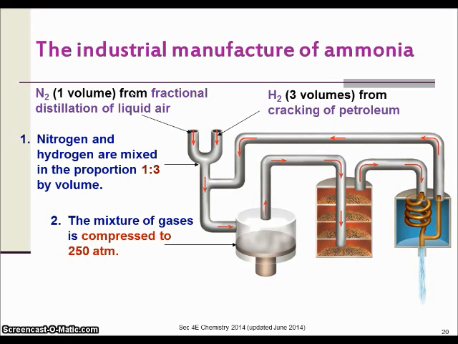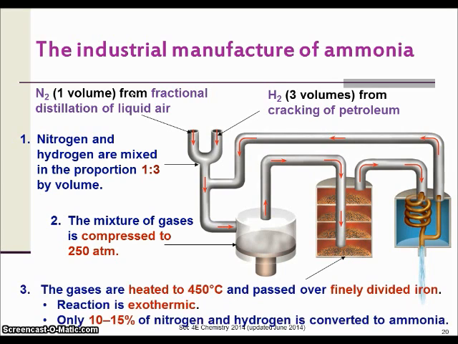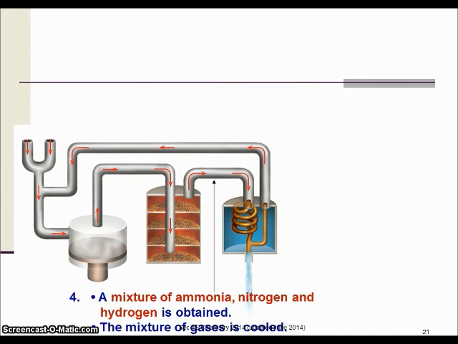The mixture of gases is then compressed to 250 atm or atmosphere. The gases are heated to 450 degrees Celsius and pass over finely divided iron. The reaction is exothermic, and only about 10 to 15% of the nitrogen and hydrogen is converted to ammonia. Next, a mixture of ammonia and the unreacted nitrogen and hydrogen is obtained.